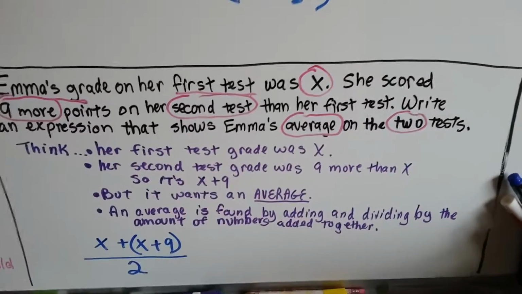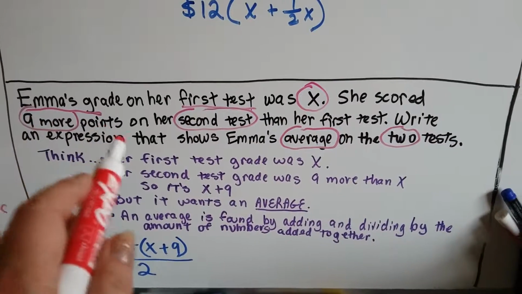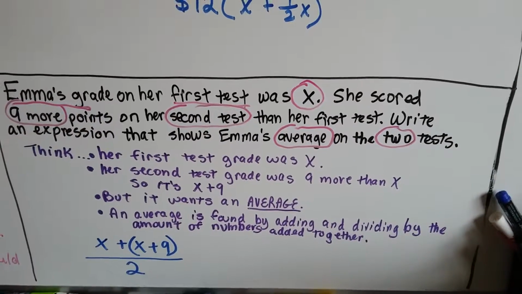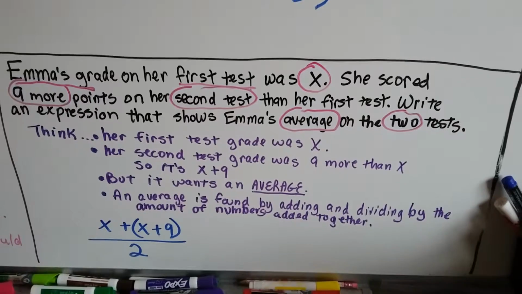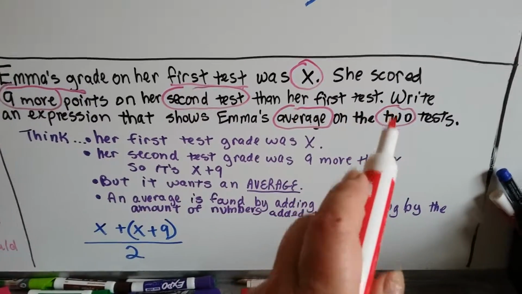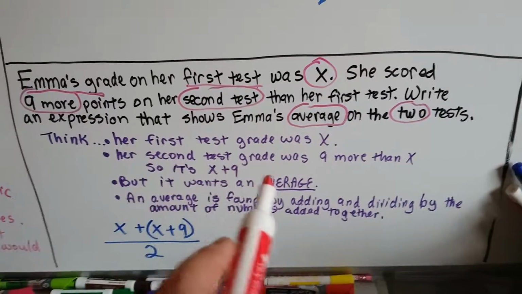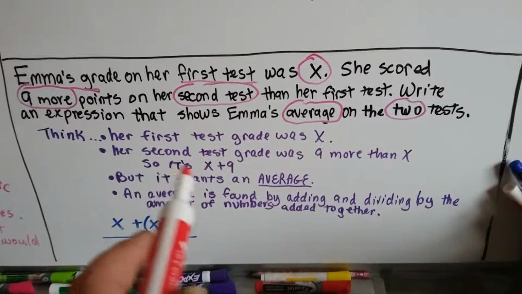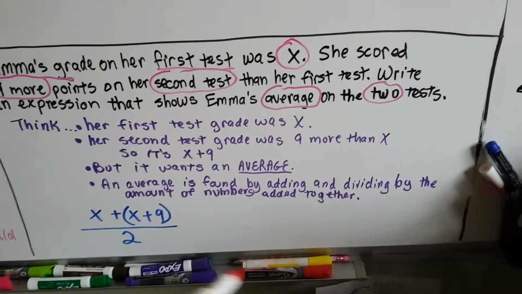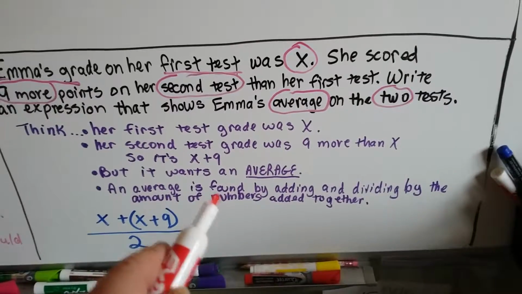Emma's grade on her first test was x. That's important. She scored 9 more points on her second test than her first test. That's important. Write an expression that shows Emma's average on the 2 tests. And we're going to have to figure out an average for 2 tests. So we think her first test grade was x. Her second test grade was 9 more than x, so it's x plus 9. But it wants an average, and an average is found by adding the 2 test scores together and then dividing by the number of tests that we added, 2.